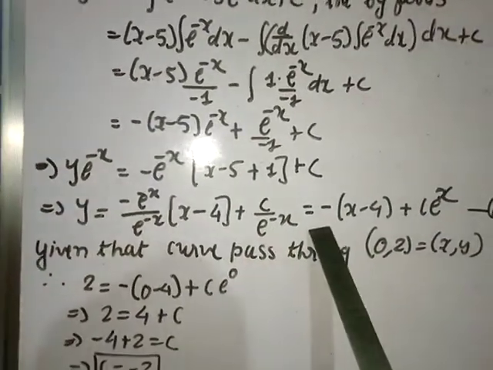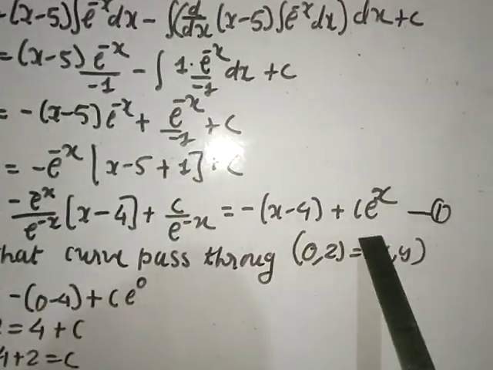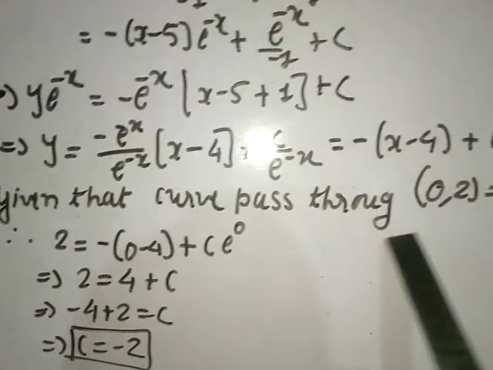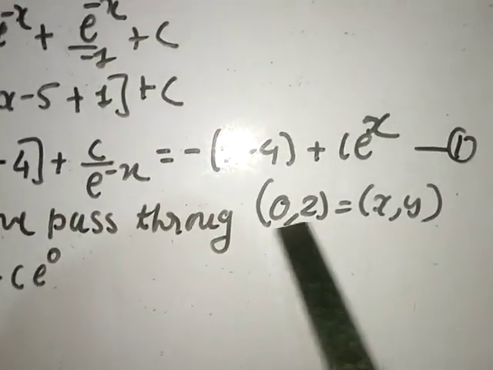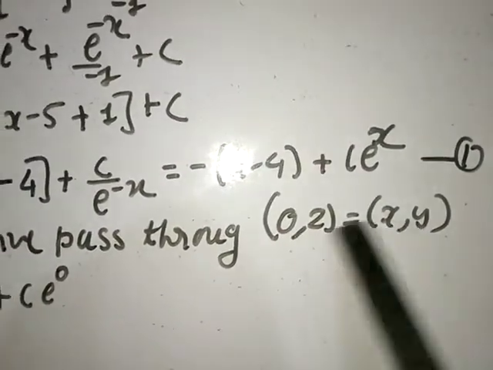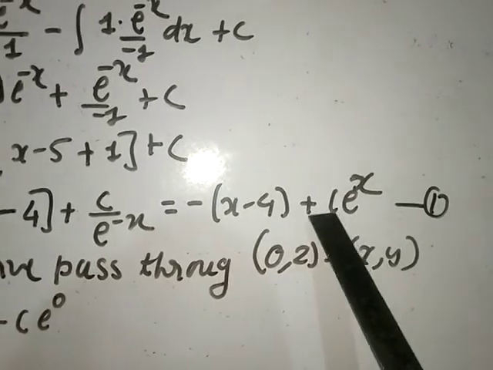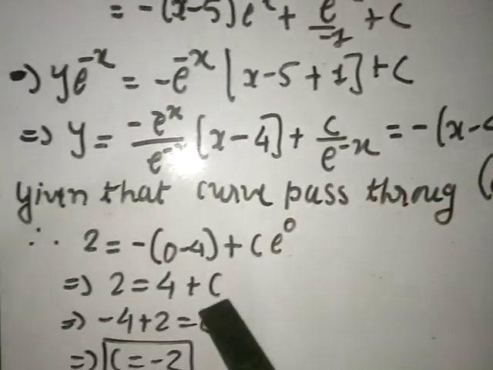This gives you y = -x - 4 + c e^x, call it number 1. They are given that the curve passes through the point (0, 2). That means instead of x you put 0 and instead of y you put 2 in this number 1. So 2 = -0 - 4 + c e^0. e^0 is 1, so c.